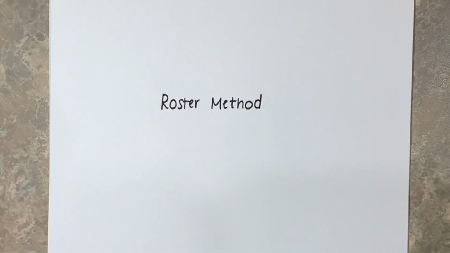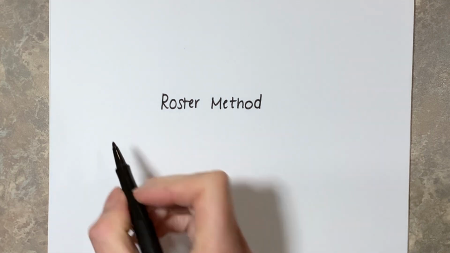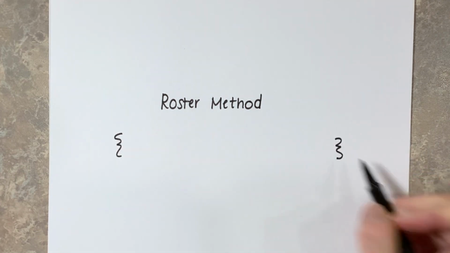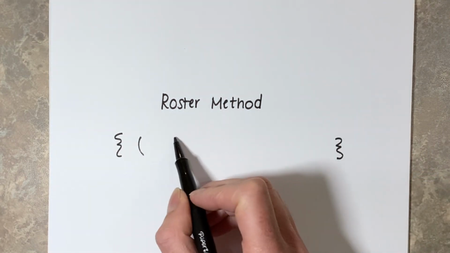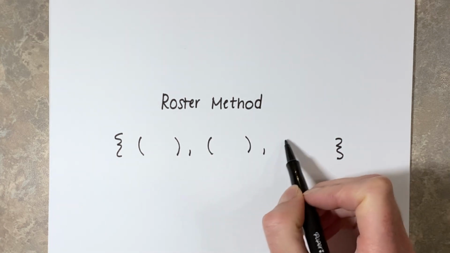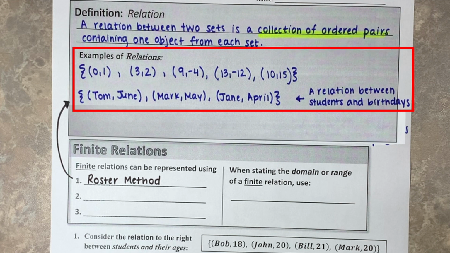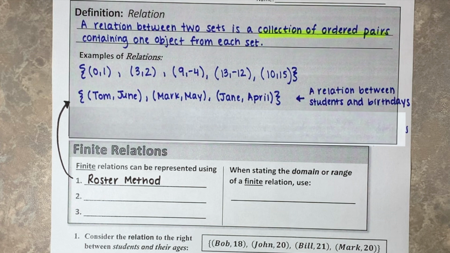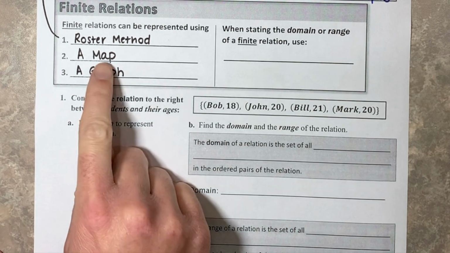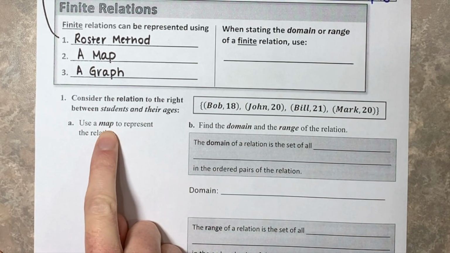When you're describing a set using the roster method, we draw these curly brackets, and then we just list each ordered pair and then separate them with a comma. So these examples of relations have been represented using the roster method. We can also represent finite relations using a map, which we'll discuss down below, and a graph, which we'll discuss on the next page.